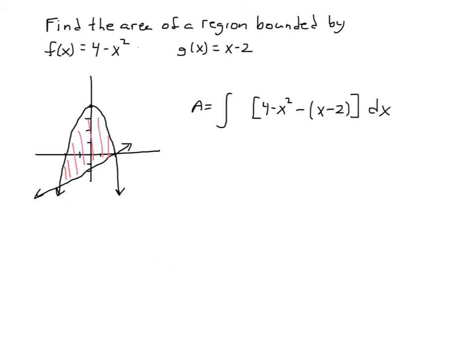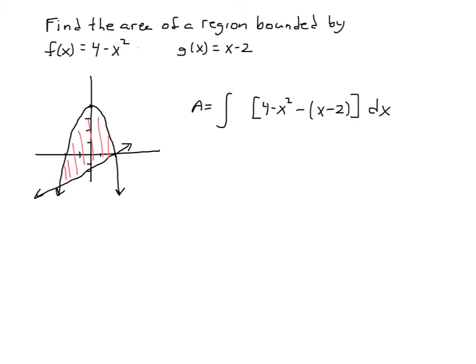In this case, I want to find the area of the region bounded by f of x equals 4 minus x squared and g of x equals x minus 2. Now notice in this case, we haven't been told the a and b. What's happening on this one is a and b happen to be the x coordinates of the intersection points that I have here and here.